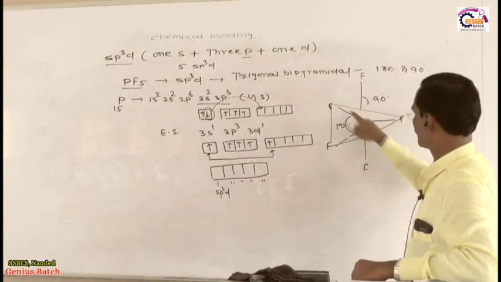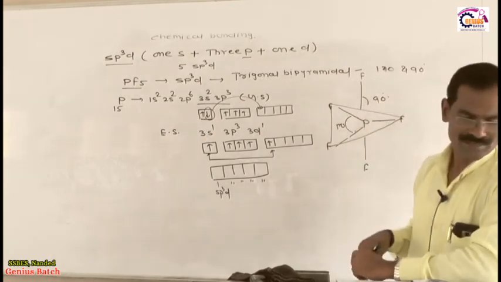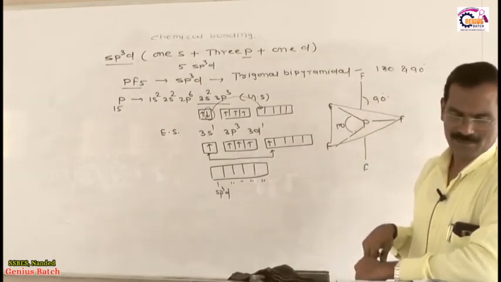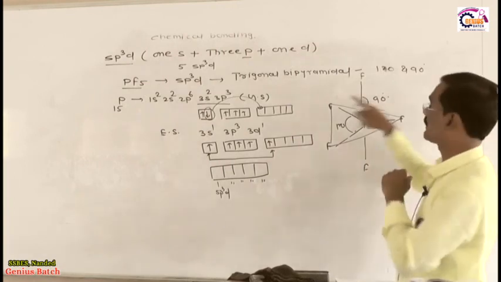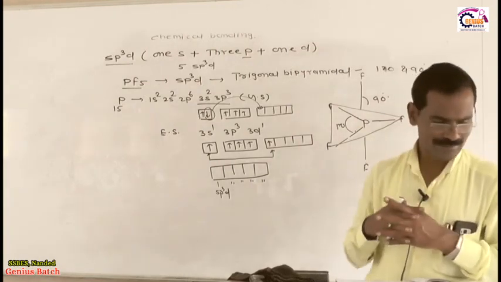These 2 are perpendicular to these 3 hybrid orbitals, which form a trigonal planar arrangement. The shape of the molecule becomes trigonal bipyramidal.